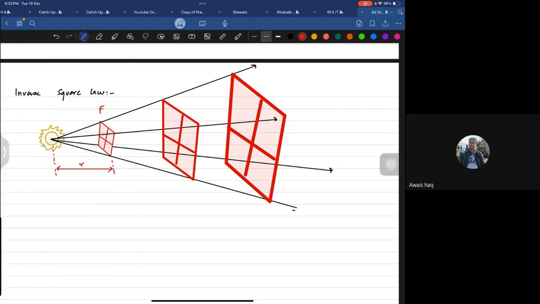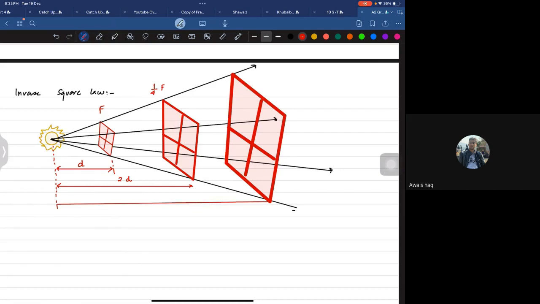All right, kids. So at suppose distance r, or you could say distance d, we have this flux. At 2 times the d, the flux is going to be a quarter now, because basically the area keeps on getting bigger and bigger, right? And similarly, if I go to this end, which is 3d, then I will have 1 upon 9 flux. So it is an inverse square law.